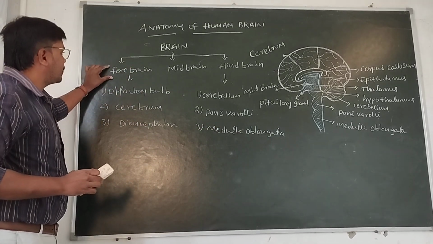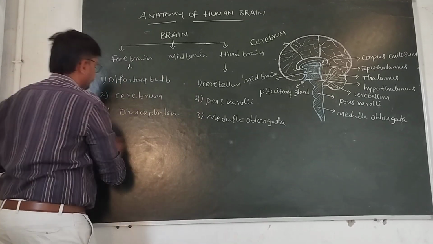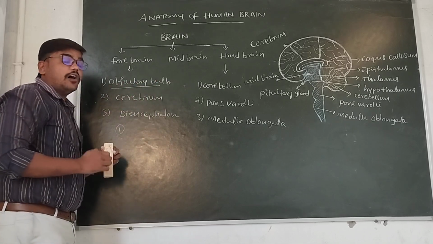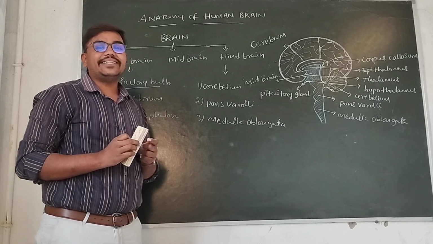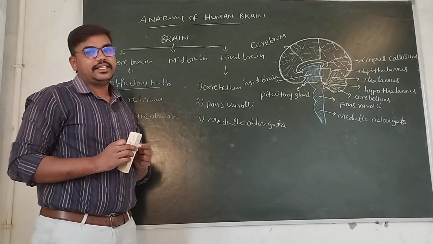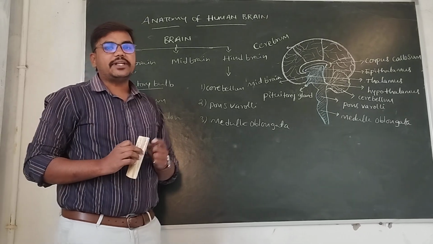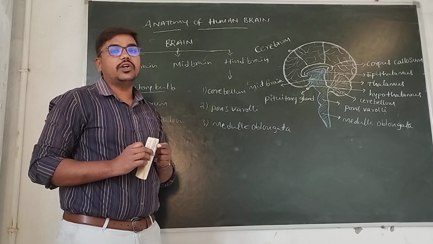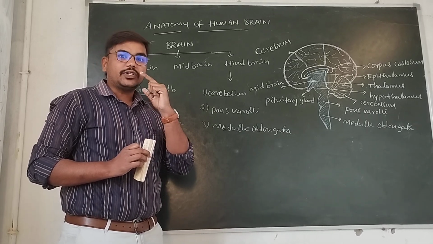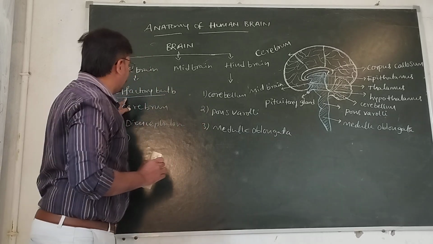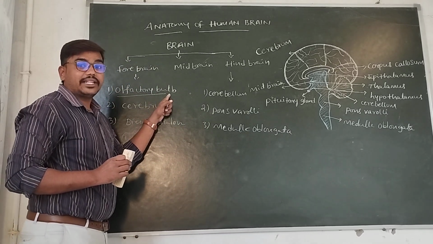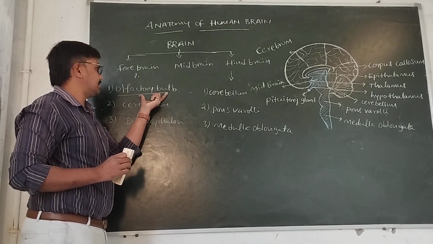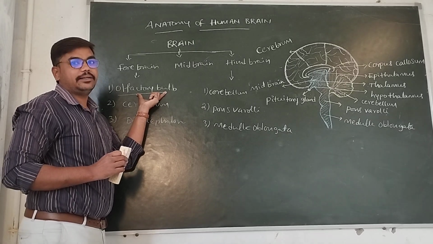The first one is the forebrain. The first part of the forebrain is the olfactory bulb. This olfactory bulb receives impulses from the olfactory epithelium. The olfactory epithelium is present inside the nasal chambers and recognizes odors. These odor impulses are sent to the olfactory bulb of the forebrain, which recognizes the odors and performs the sense of smell. This is the function of the olfactory bulb.